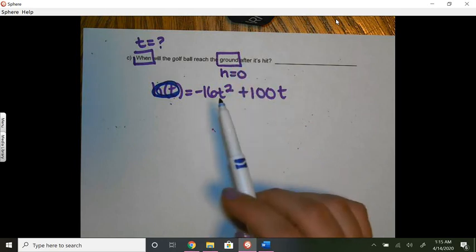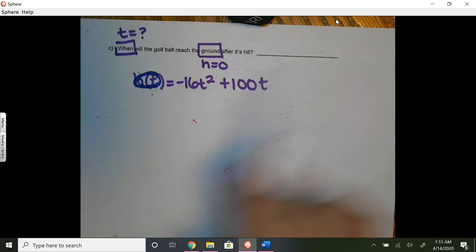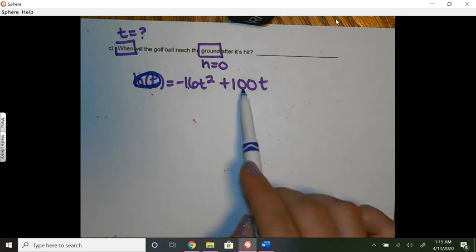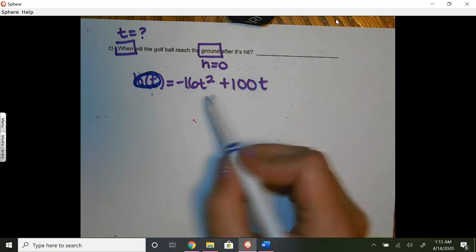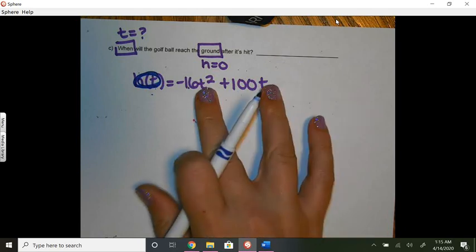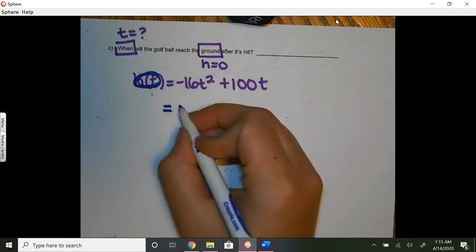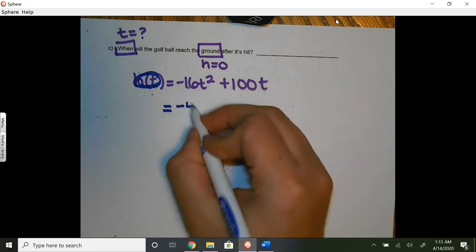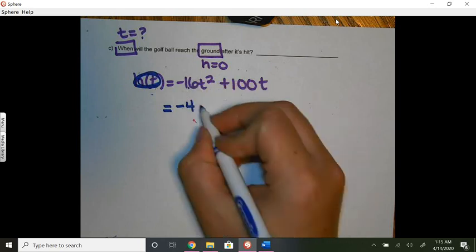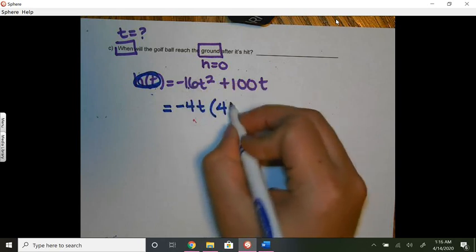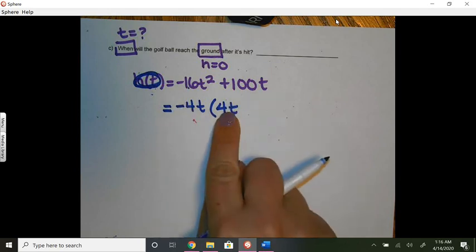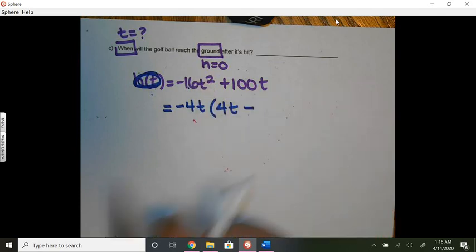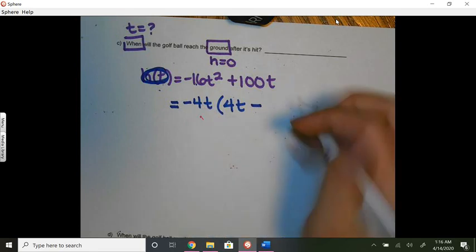So we need to solve this equation here. So we could divide everything by 4, because 4 goes into 16, or -4. Or what we can do is factor this. They both have t's. So I'm going to go ahead and solve by factoring. So I know 4 goes into both of these. I'm going to pick -4 because I don't ever want this to be a negative here. And they both have t's in common. So -4t times 4t makes -16t squared. And then negative times a negative is a positive, and then times 25.